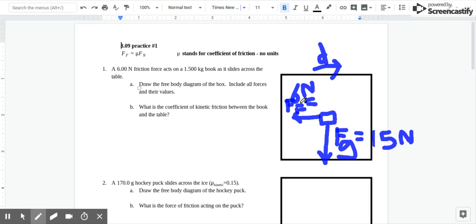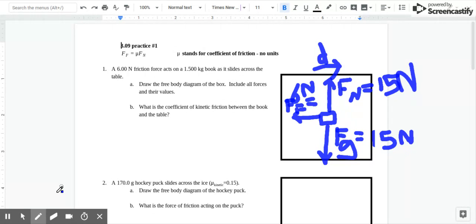The only other force, it's sliding across the table, so we know that we have normal force, and that's going to be equal and opposite to the force of gravity in this situation because it's not moving up or down the table, it's sliding across it. And so that's going to be 15.